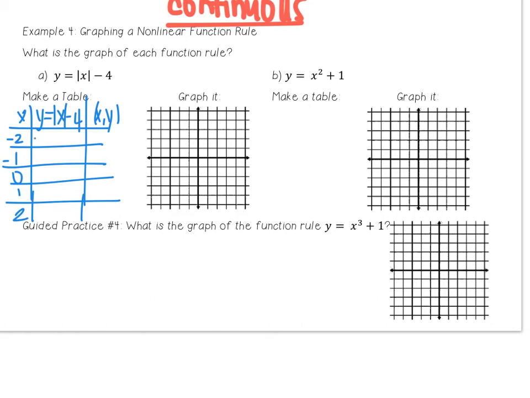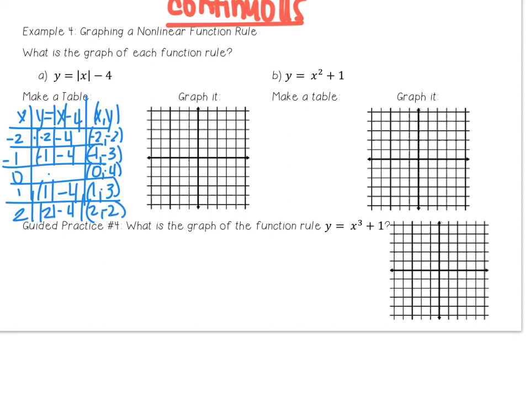Plug in -2 and you get absolute value of -2 minus 4, which is going to be 2 minus 4, which is going to be -2. Plug in -1. You get absolute value of -1 minus 4, which is going to be -3. Plug in 0. You get 0 minus 4, which is going to be -4. Plug in 1. You get 1 minus 4, which is going to be -3. Plug in 2, and you get 2 minus 4, which is going to be -2.